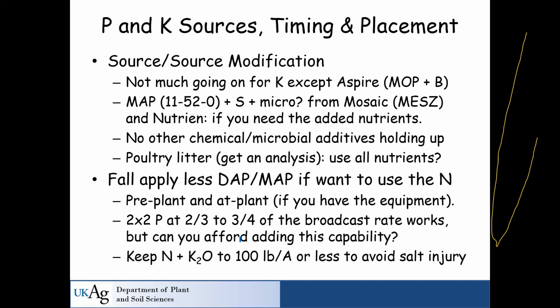If you're going to fall apply less, that means you're going to apply more pre-plant or at plant if you have the equipment on your planter. 2x2 P can be applied at 2/3 to 3/4 of the broadcast rate and achieve comparable yields. But you have to ask yourself if you can afford to add this capability to a planter that doesn't already have it. And if you're going to put seeds close to it, you need to remember not all of it is phosphorus, so there's usually some nitrogen or potash in these starters, and you have to keep the total N plus K2O to 100 pounds per acre or less to avoid salt injury in our soils.